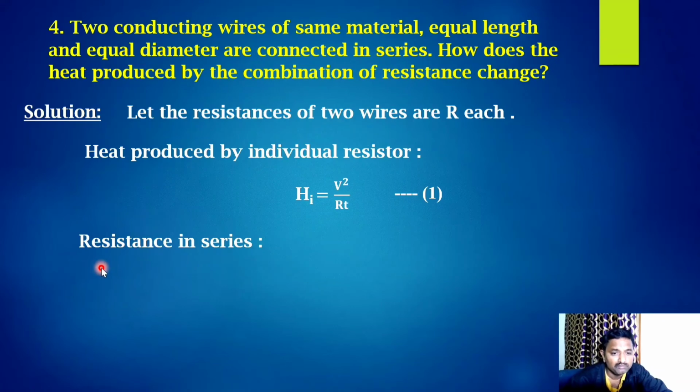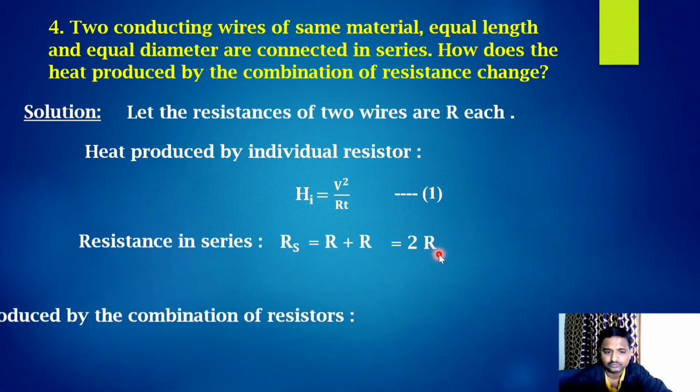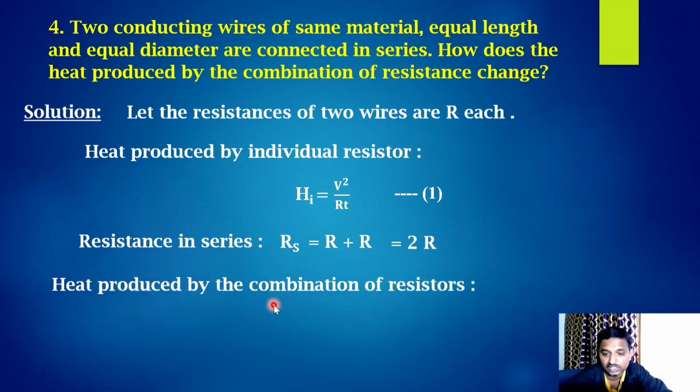Now we will connect these individual resistors in series. So resistance in series, that is Rs is equal to R1 plus R2, each having R. So I can write R plus R, that is equal to 2R. Now heat produced by the combination of resistors, that only we have to find, that is H suffix C is equal to V square by 2RT.